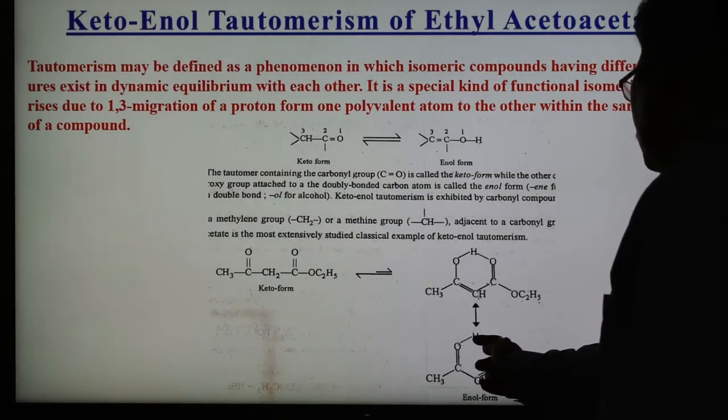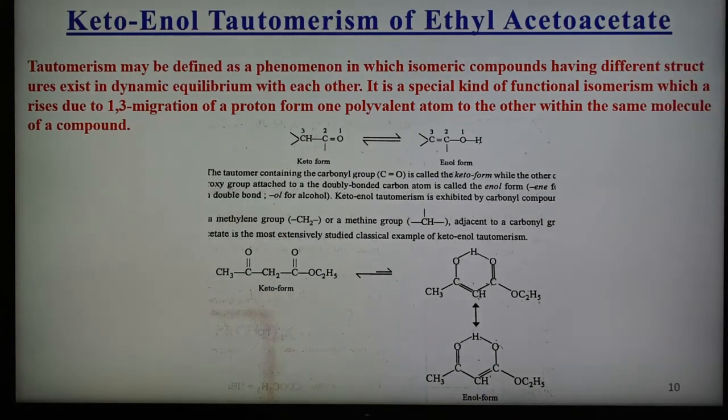This is the enol form having an OH group. So here is the one OH. This is the enol form and this is the keto form. So ethyl acetoacetate is represented in a keto form and an enol form. The presence of keto and enol forms in ethyl acetoacetate is supported by some reactions, and some reactions support the keto form shown here.